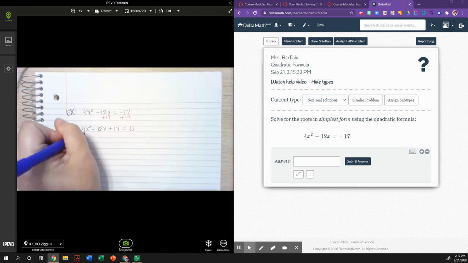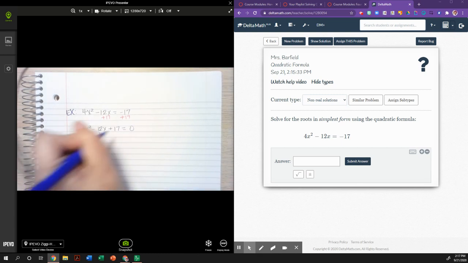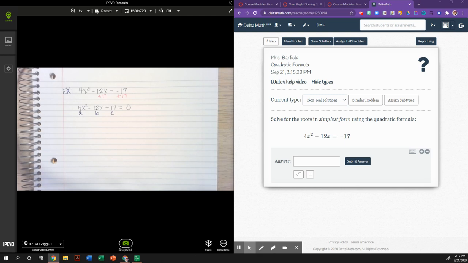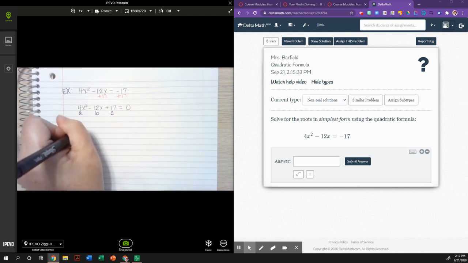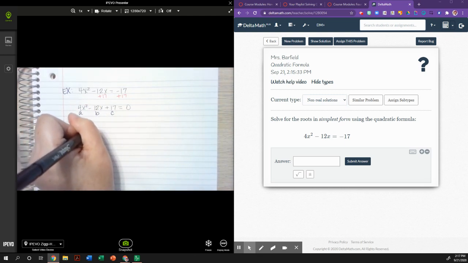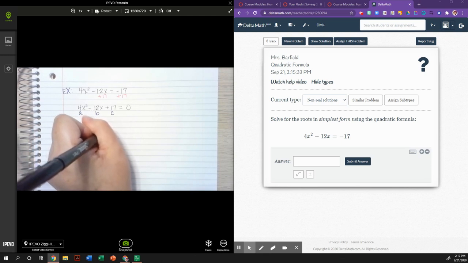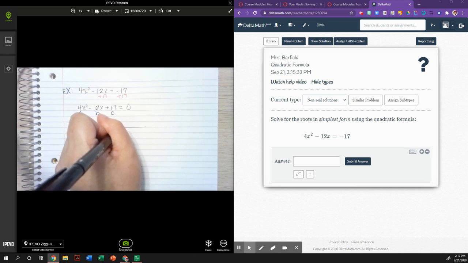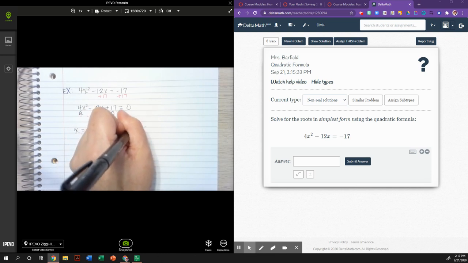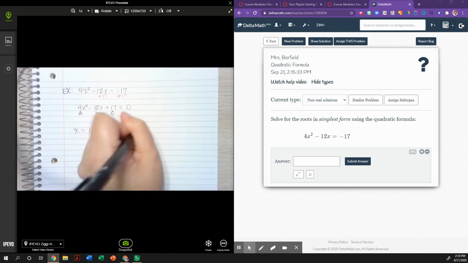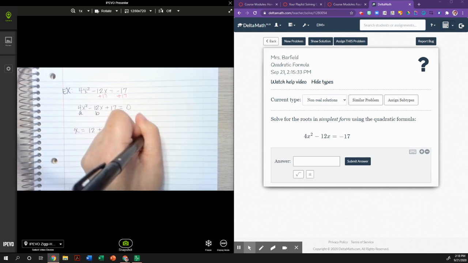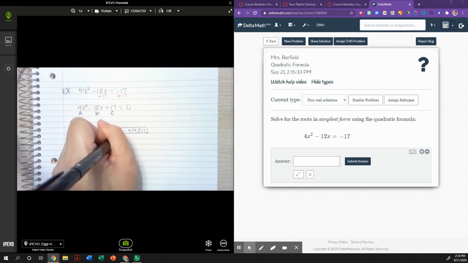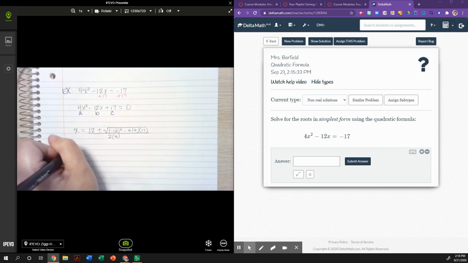So that means A is 4, B is negative 12, and C is 17. So x equals the opposite of B, which is 12, plus or minus the square root of negative 12 squared minus 4 times 4 times 17, all over 2 times 4.